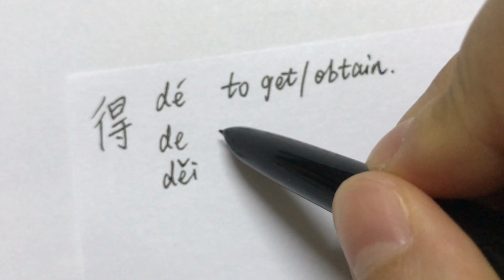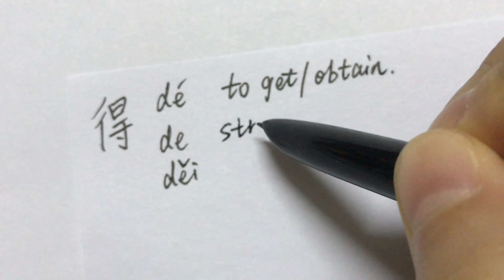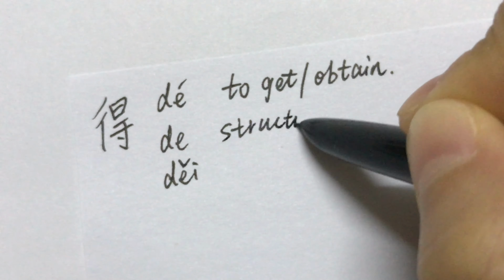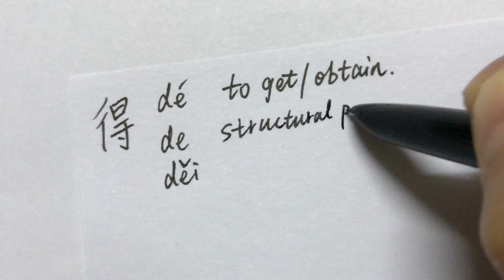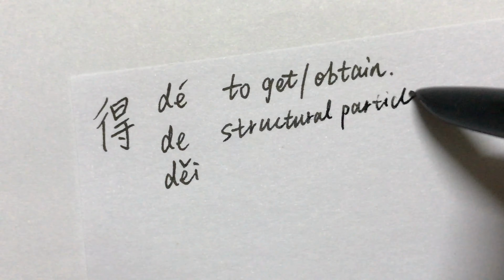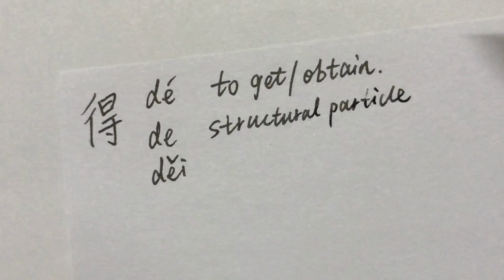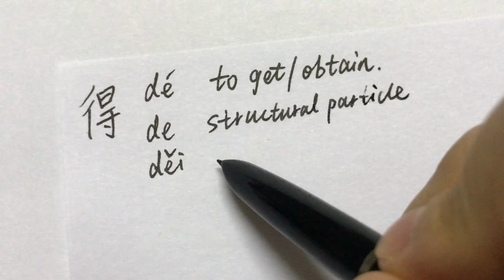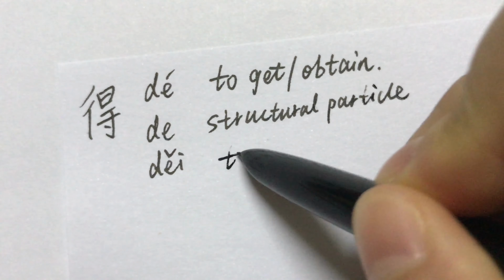"的" is a structural particle. Used after a verb, as "day" means to have, must.